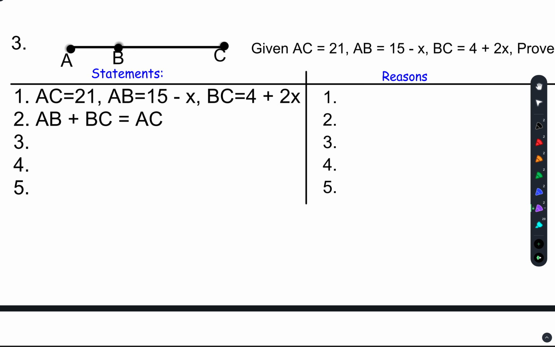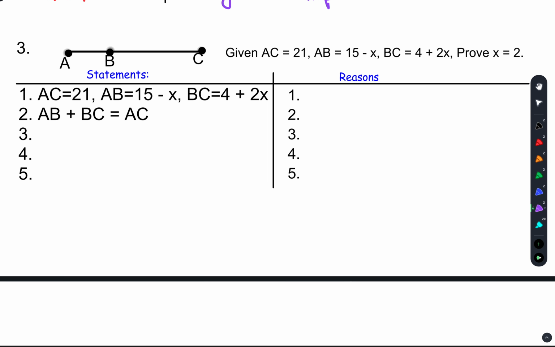Okay, here's what a geometry proof looks like. A lot of the time we get a diagram for us. We have a bunch of given statements, and we're proving that x equals 2. So let's get my freebies out of the way. Here's my given statement. There it is in step 1. I know my reason is one word, given.